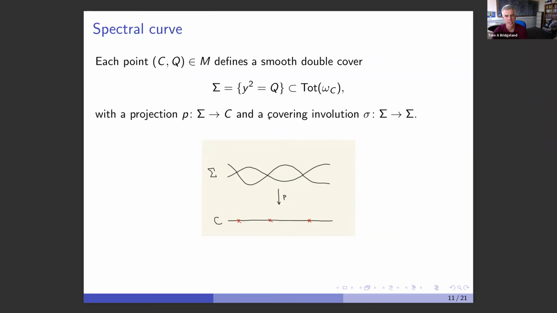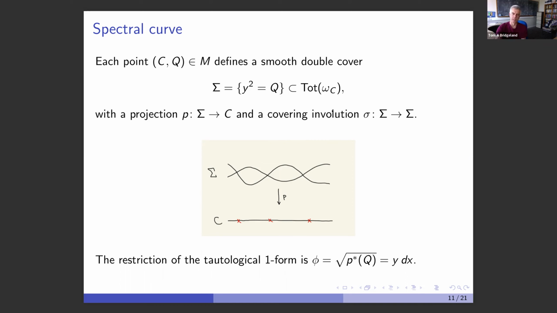And this thing is smooth because we assumed that Q had simple zeros. And more or less by design, this thing is the place where the quadratic differential has a square root. So if you pull up this quadratic differential up to here, you can take its square root because that's really just y dx. So we'll denote this thing by phi. It's a canonical one form on sigma, which is anti-invariant for the covering involution.